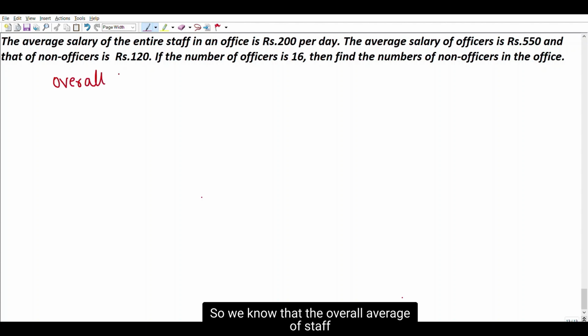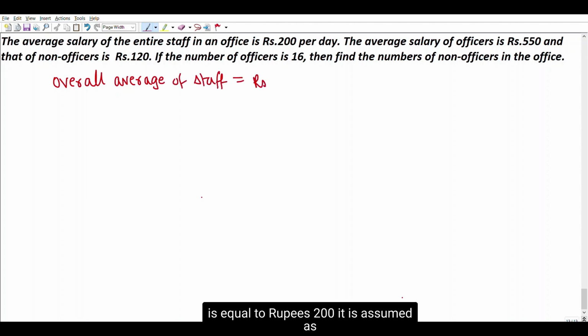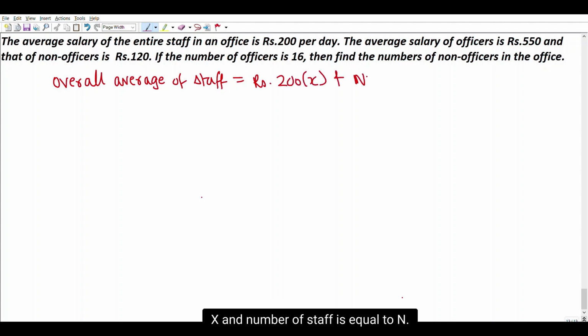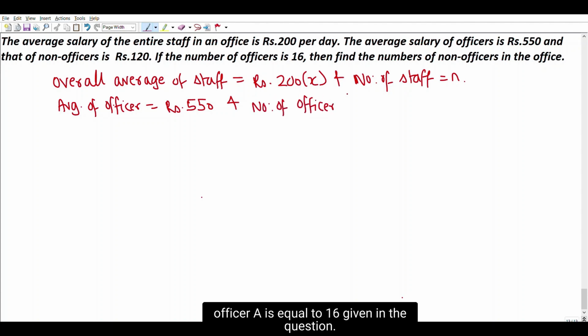the overall average of staff is equal to rupees 200. It is assumed as X and number of staff is equal to N. Average of officer is equal to rupees 550 and number of officer A is equal to 16, given in the question.